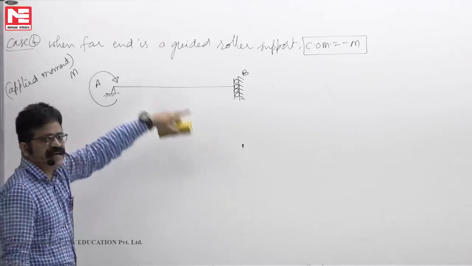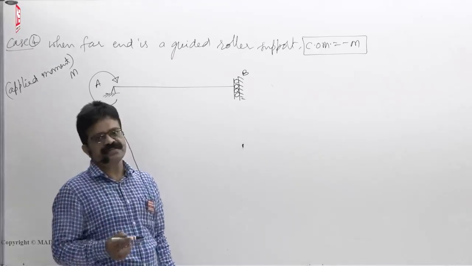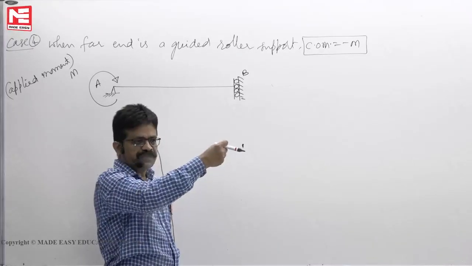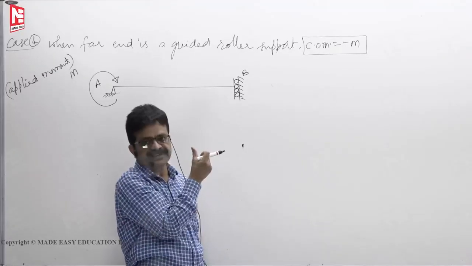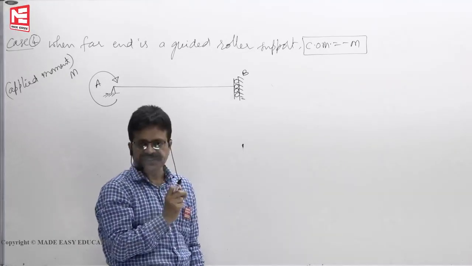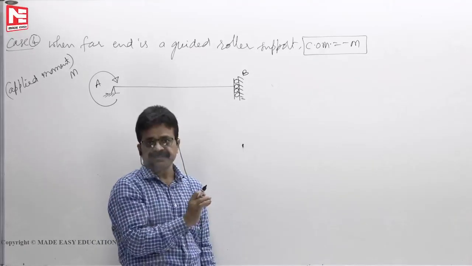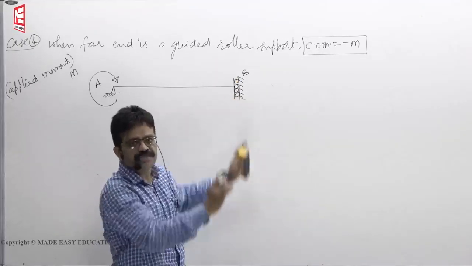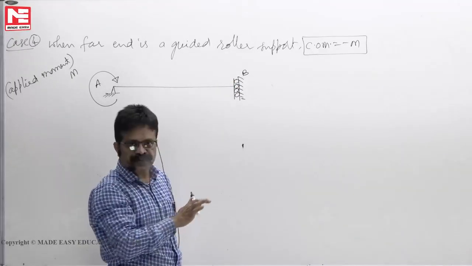If such a far end is a guided roller support, a guided roller support is nothing but a movable fixed support. This can move up and down, but slope is 0. It's like a fixed support only, but not held in position, though effectively restrained in rotation. If it is effectively held in position and restrained against rotation, it is like a fixed support. But if it is not held in position but effectively restrained against rotation, that is called a guided roller support or a movable fixed support. Fixed support only, but it will move up and down. Slope will be 0 only.